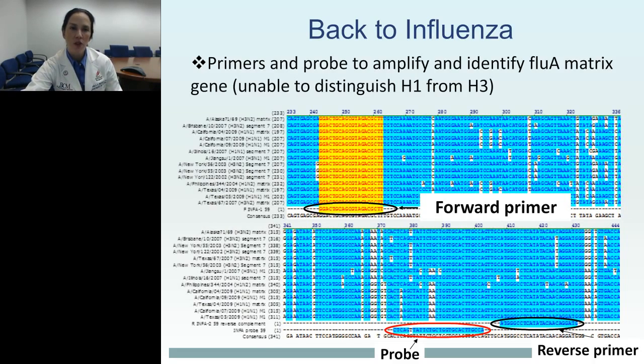This is where we chose our forward primer. This is where we chose our reverse primer. And this is where we chose our probe. So we went forward based on that with our validation.